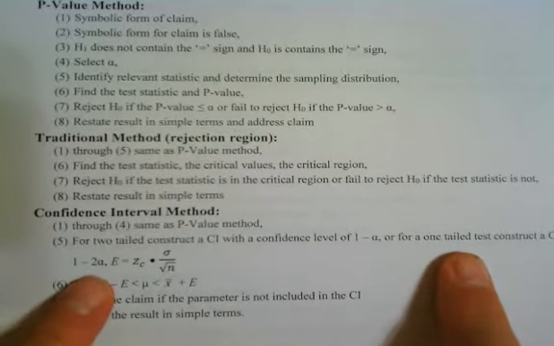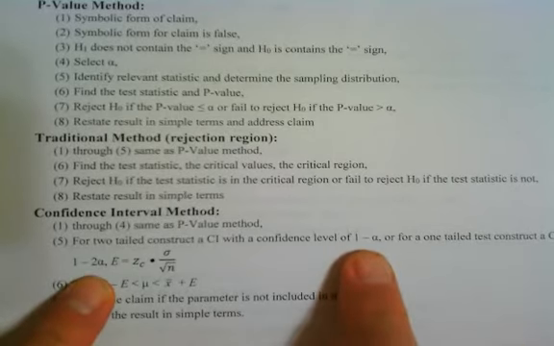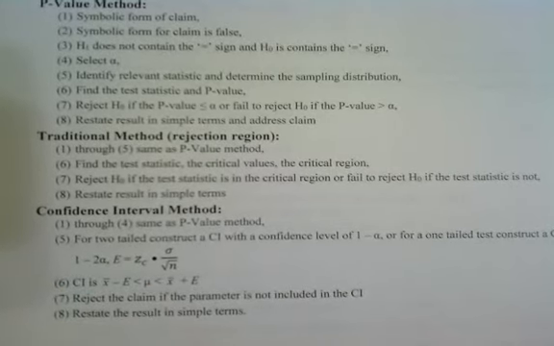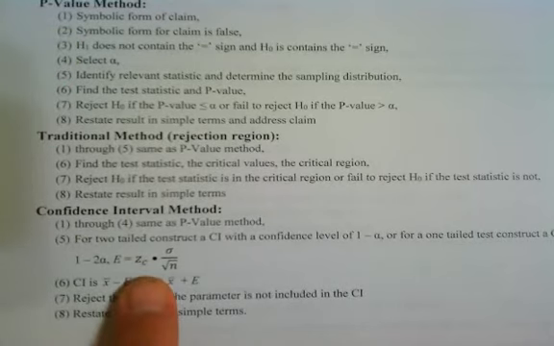If it's one-tailed, it's 1 minus 2 alpha. If it's two-tailed, it's 1 minus alpha. And unlike anything we had to do up above, since we're doing a confidence interval, we need a margin of error. And so we're going to have to find out what the margin of error is.